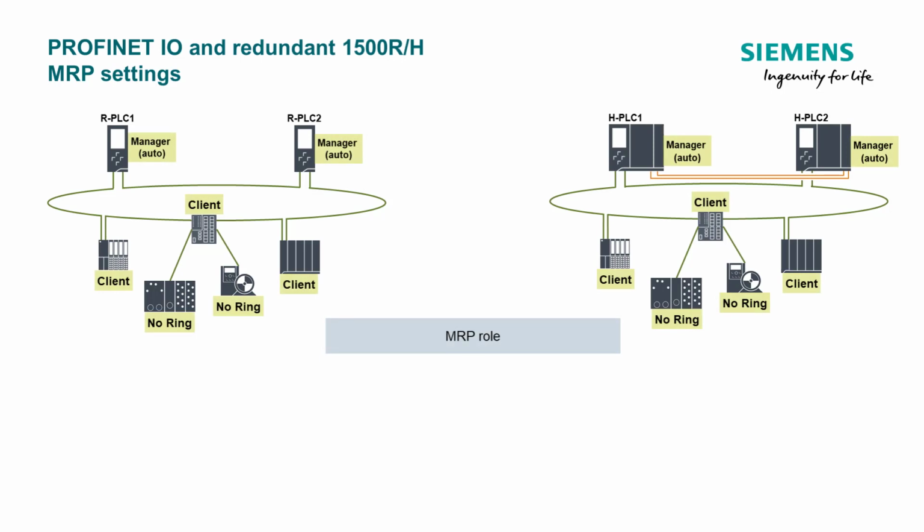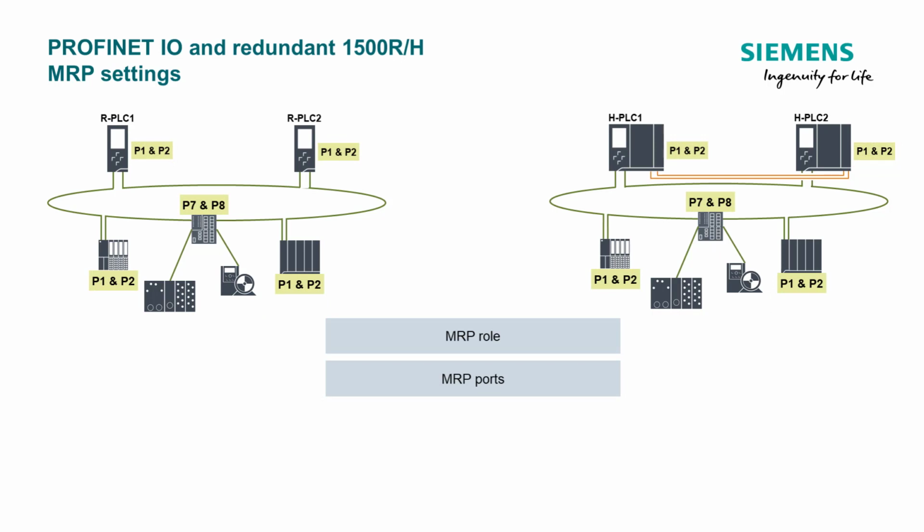First, it is needed to set the MRP role. The MRP Manager Auto is the default and a mandatory setting for the R and H PLCs. All PNIO devices in the ring need to be configured as MRP client. For the devices separated by a switch, it is not needed to change the parameter, as the default setting is "not device in the ring".